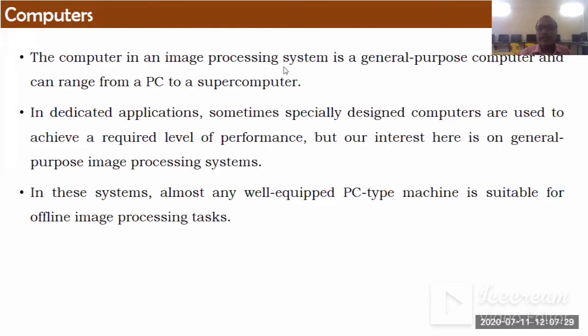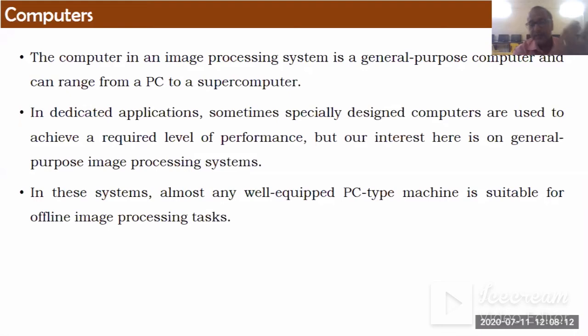The computer in an image processing system is a general purpose computer, or it may be a supercomputer. Based on what type of application you have to do, you can use different types of computers. Suppose you require image processing for a space program. For that purpose, our simple computers are not useful, because for space programs large quantities of images are captured, and those cannot be processed by our simple computers. So supercomputers are required. For simple image processing purposes, we can use our normal computer system.